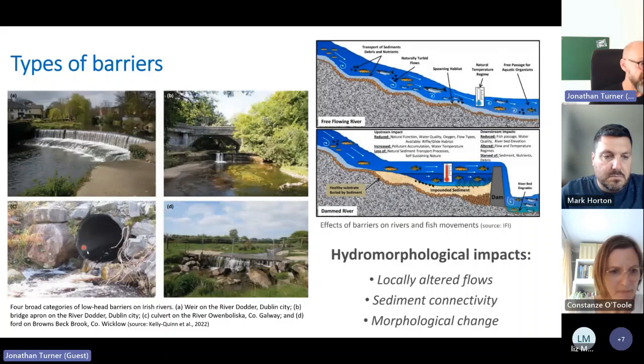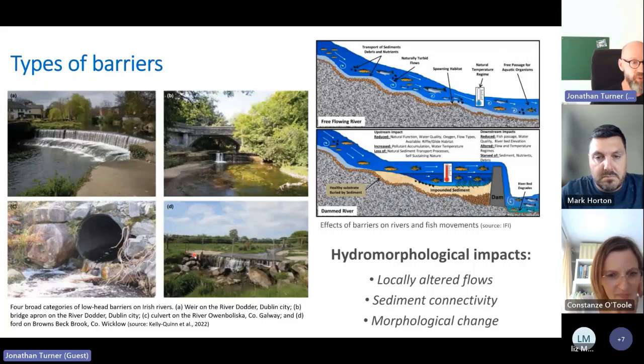On the bottom left, this is a culvert, and it effectively acts as a barrier because you often get a drop at the foot of the culvert, but also an increase in flow velocities and often very shallow water, which makes it very difficult. And of course, some sediment can't pass through that. Then on the right-hand side, this is a ford crossing. There aren't too many of these across the country, but they behave in the same way as a weir.